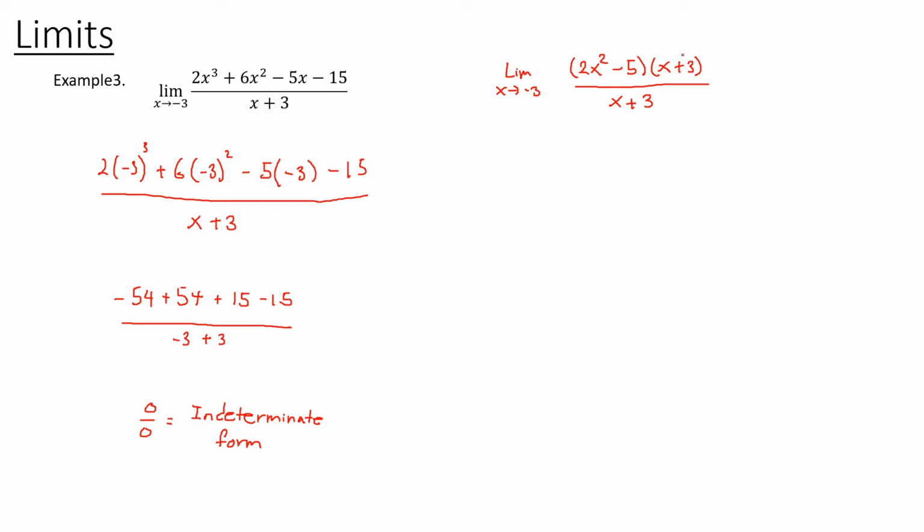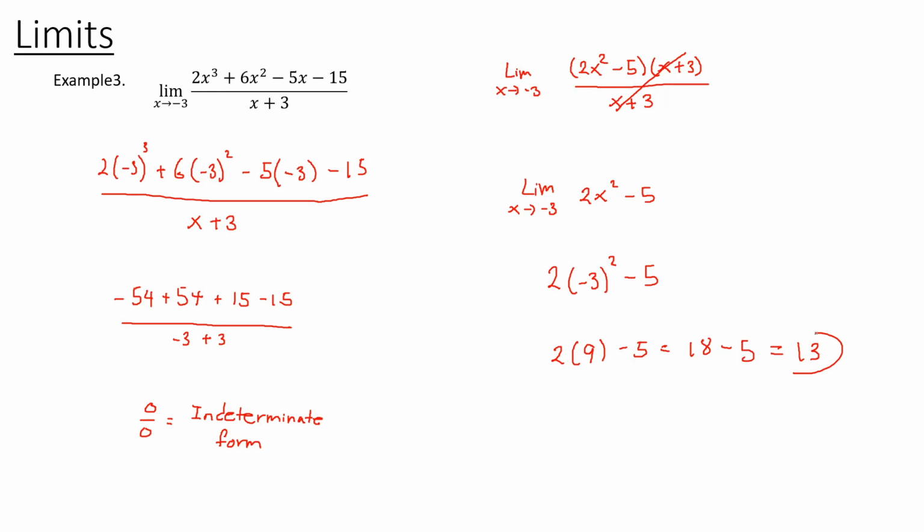You'll find that these two will divide each other out. So you're basically solving for the limit of 2x squared minus 5 as x approaches negative 3. Again, go back to direct substitution. So it'll be 2 times negative 3 to the second power minus 5. You get 2 times 9 minus 5, equal to 18 minus 5, which comes out to be 13 as your answer.